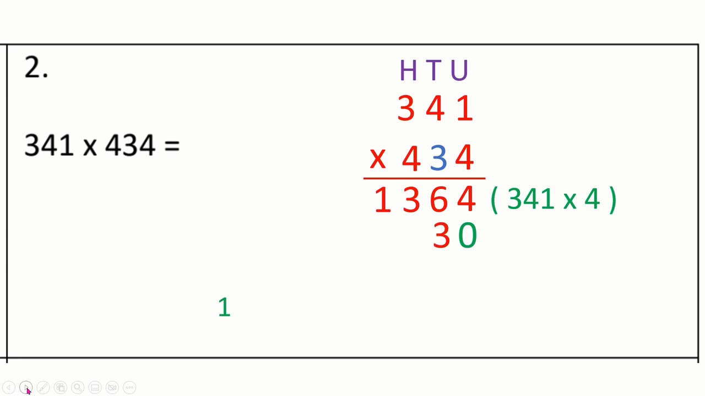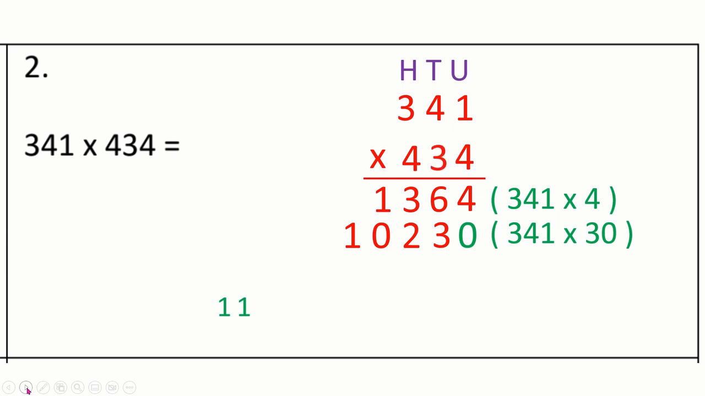1 times 3 is 3. 4 times 3 is 12. Put down the 2, carry the 1. 3 times 3 is 9, plus the 1 you're carrying is 10. 10,230 is the answer to 341 multiplied by 30.